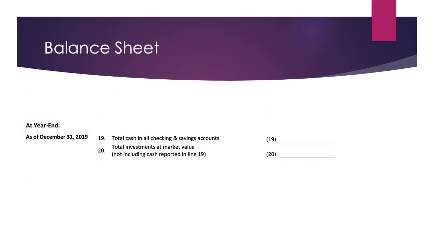Finally, the parochial report also asks you to report on your balance sheet, all the cash in your checking and savings accounts and all investments at their current market value, so we have a sense of the overall assets of congregations at the end of each year.